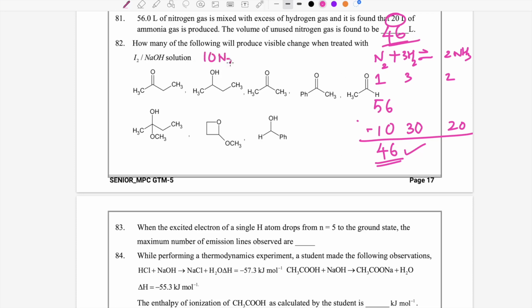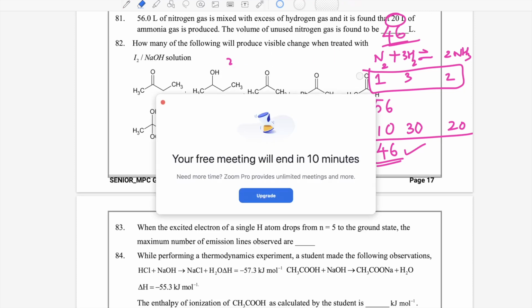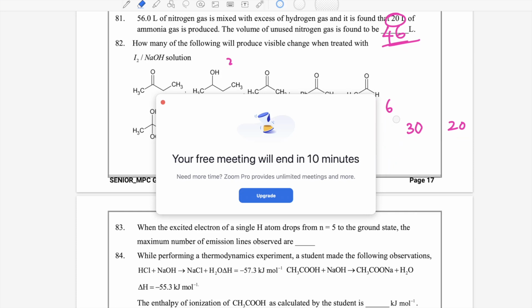What is the meaning of it here? 10 liters of N2 reacts with 30 liters of H2 and produces 20 liters of NH3. That is exactly in the ratio 1:3:2. So 10, 30, 20 are in the 1:3:2 ratio. So the answer for this question should be 46. How did I get 46? 56 minus 10 would be 46.